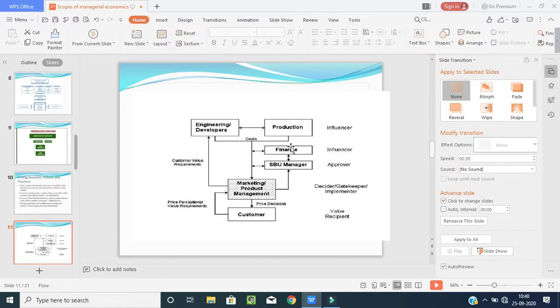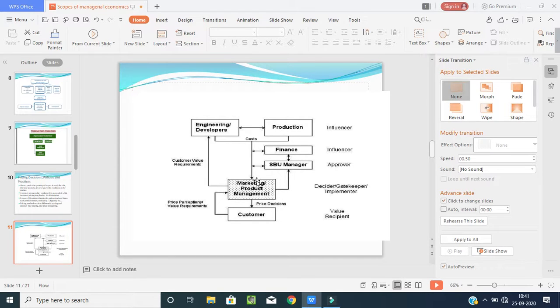So, what's the cost? We'll analyze. What's the finance? How much finance is taking place? What will the SBU manager take? And who is the influencer? Who is the approver? Who is the decider or gatekeeper, implementer, value receiver? All these things are there. Now, this is marketing product management. Here we are having engineers, developers, financial managers, all these things.